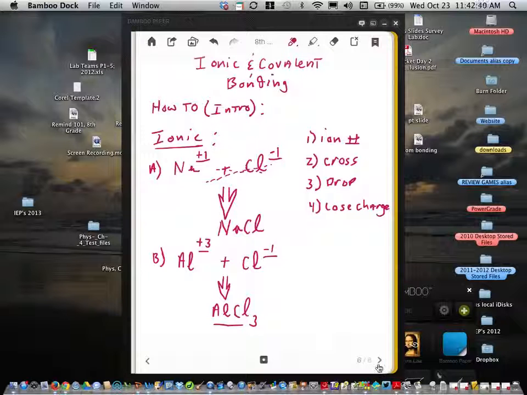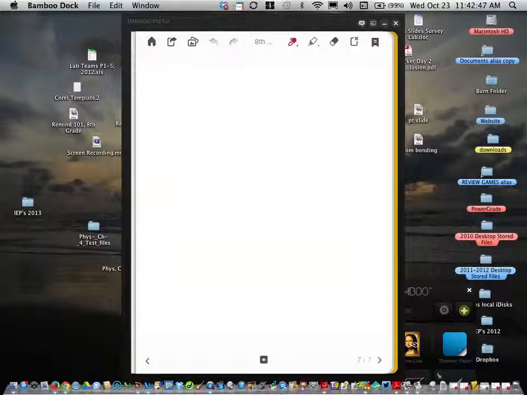Covalent now. Let's take a look at that. Covalent, you're going to have to do something a little different. Steps. Number 1, Lewis dot structure. Okay, example. Let's take the simplest of examples, hydrogen.